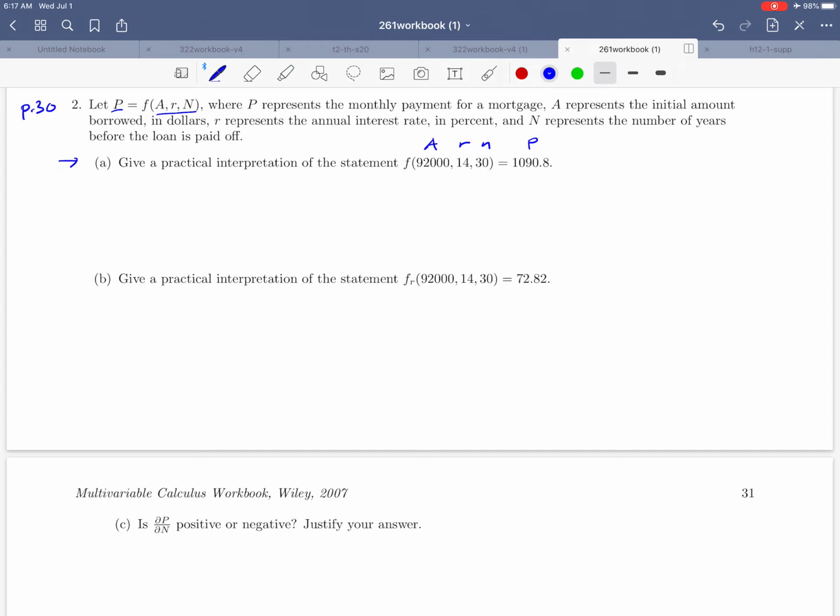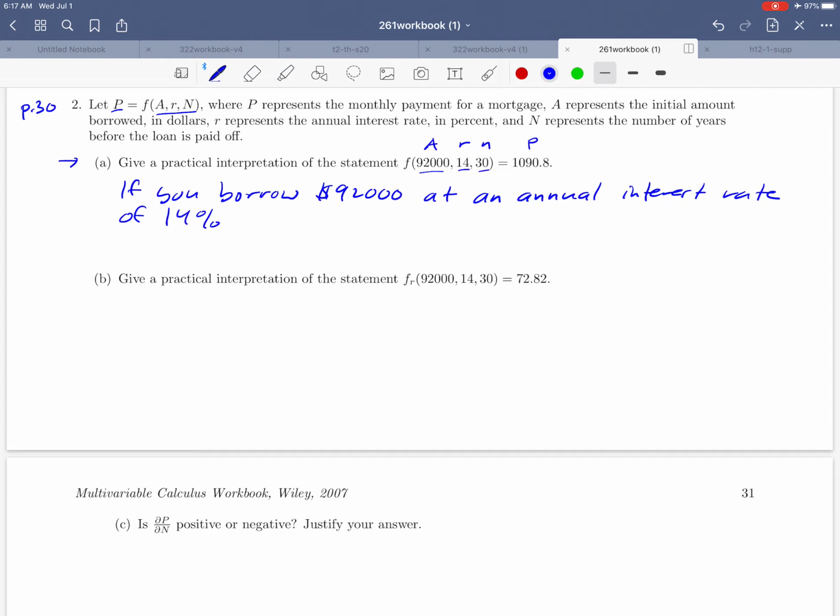So our explanation is just going to consist of explaining what each of those 4 numbers represents. We're starting out with a borrowing amount of 92,000. So if you borrow $92,000, next we come to an interest rate of 14%. Then we come to the amount of time in the loan, and that's a capital N, over 30 years.